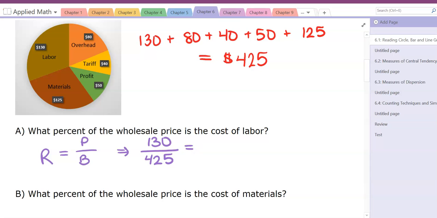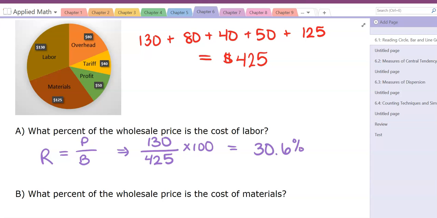And then to find the percentage, we're going to take that number times 100 to get a percent. Because if I actually divide that, I'm just going to get a decimal. So then I have to move that decimal place, or times 100. And so we're going to get, if we round, 30.6%. So 30.6% of this price is going towards just labor, just the people that are working on the project.